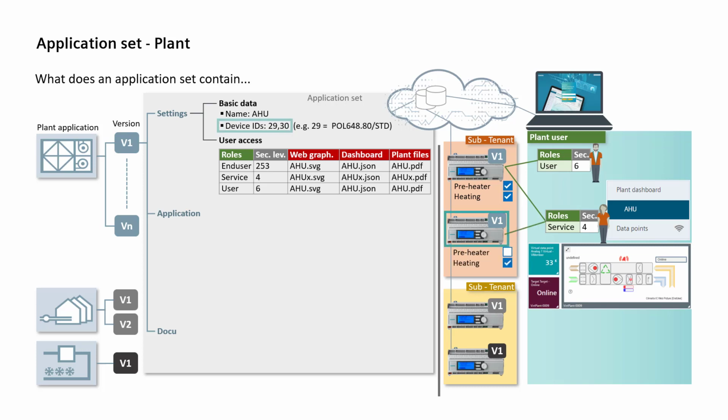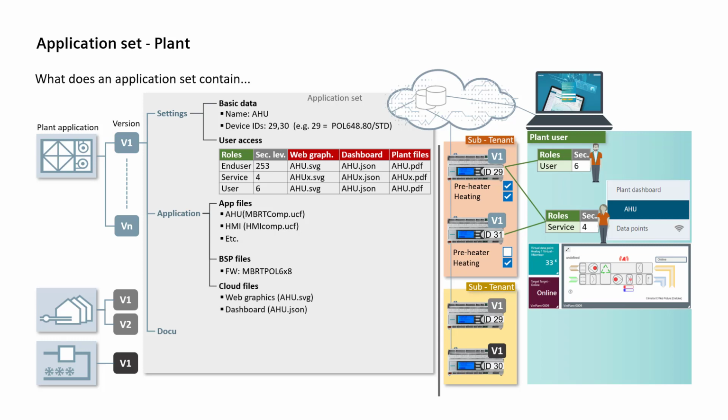What happens if a controller type with ID 31 is installed, but not set in the device ID list? As a consequence, the application set cannot be mapped for this plant. What else is included in an application set? All relevant application files that are known from the scope tool, as well as the specific controller firmware file and the cloud files. Multiple web graphics and a dashboard file can be added.